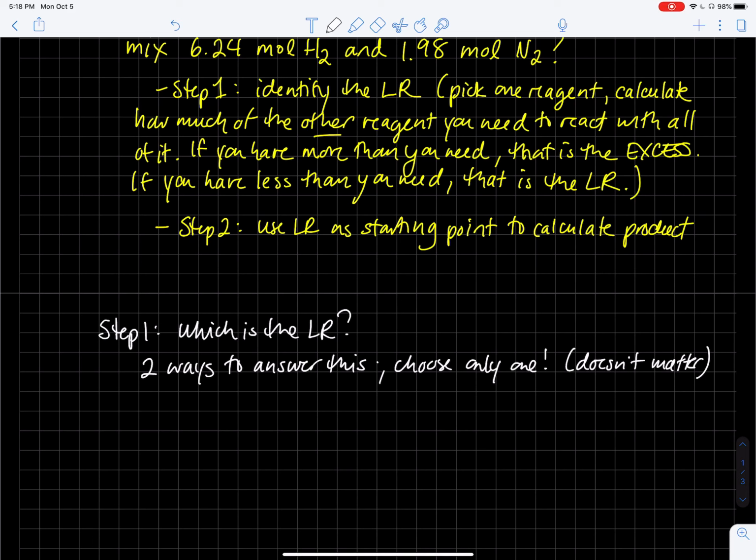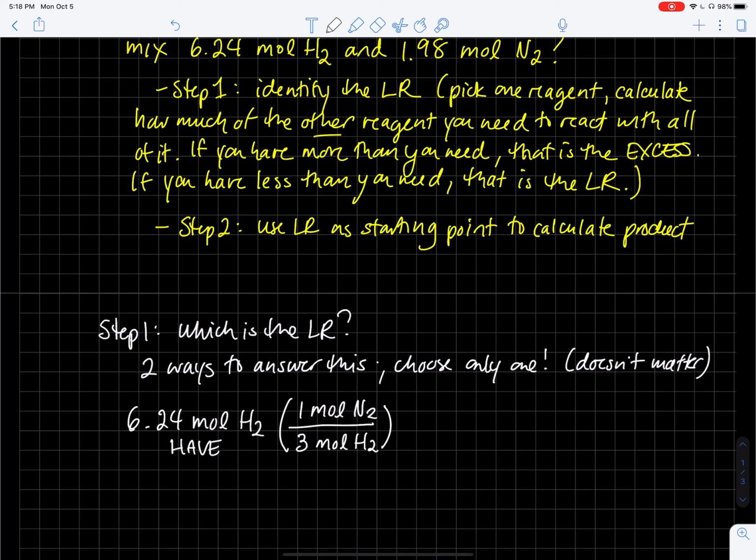Okay, so for instance, I can start with the hydrogen. I was given 6.24 moles of H2. To calculate how much N2 I need, and I like to label this, by the way, I have 6.24 moles of H2. If I want to calculate how much N2 I need, I use the mole ratio from the balanced equation, and I calculate 2.08 moles N2. And right away, I write under this "need," because otherwise it's easy to get confused.